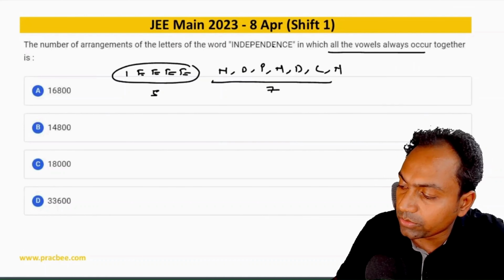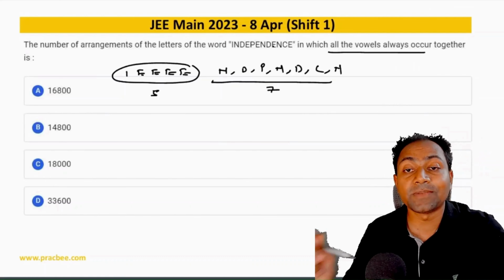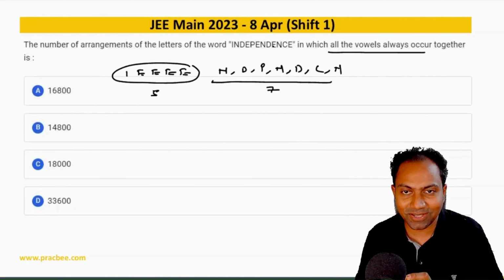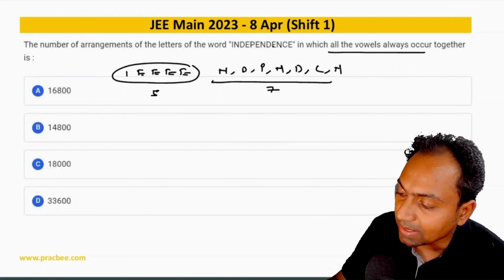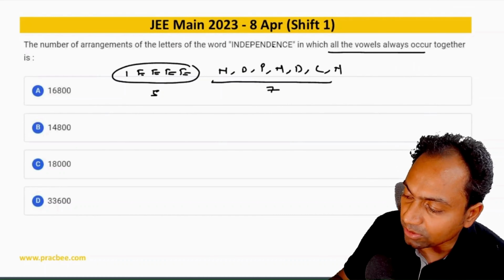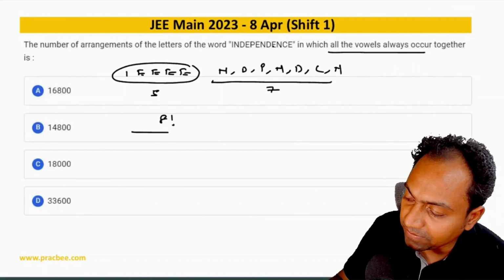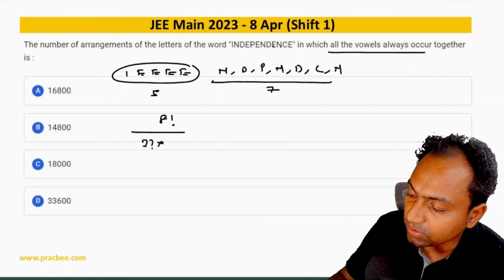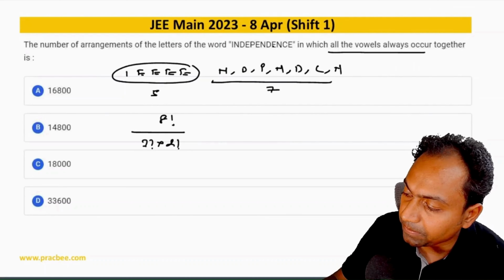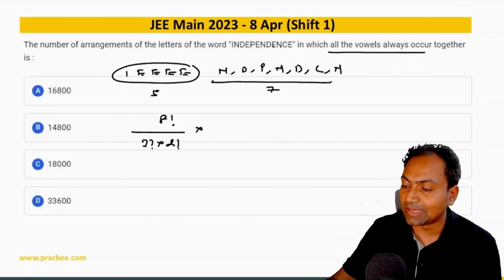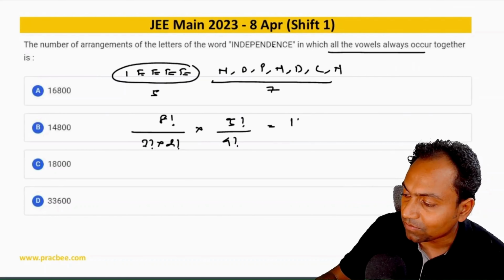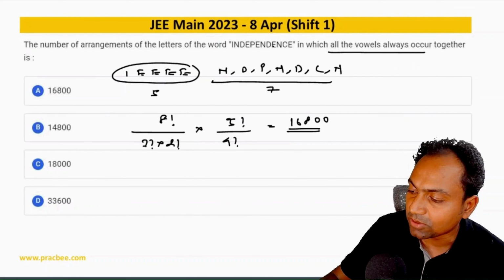Now if I want to arrange them so that all vowels come together, there is a method known as the string method. All those vowels we are going to tie together using a string. If I do that, the answer becomes, if I arrange these 8 objects, 8 factorial. Out of these 8, 3 N's are identical, so 3 factorial, and 2 factorial because 2 D's are also the same. Now the vowels can be arranged inside this string in 5 factorial by 4 factorial ways. If I simplify, I get 16800. That is option A.